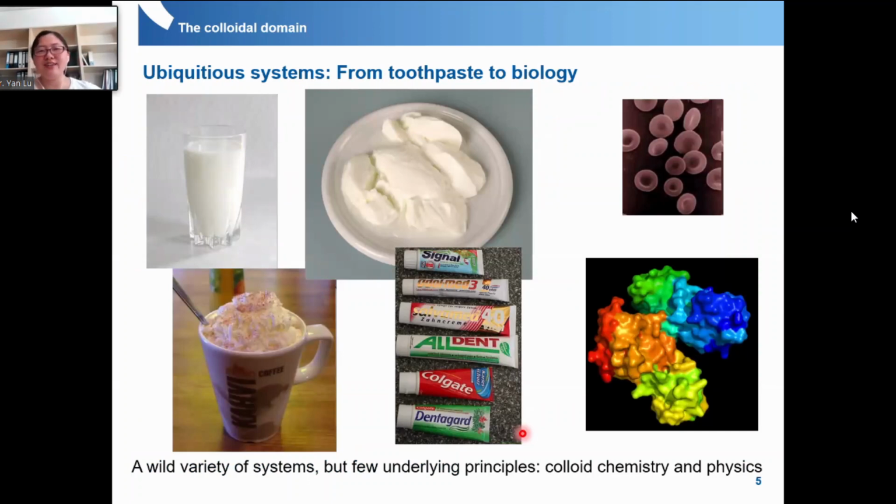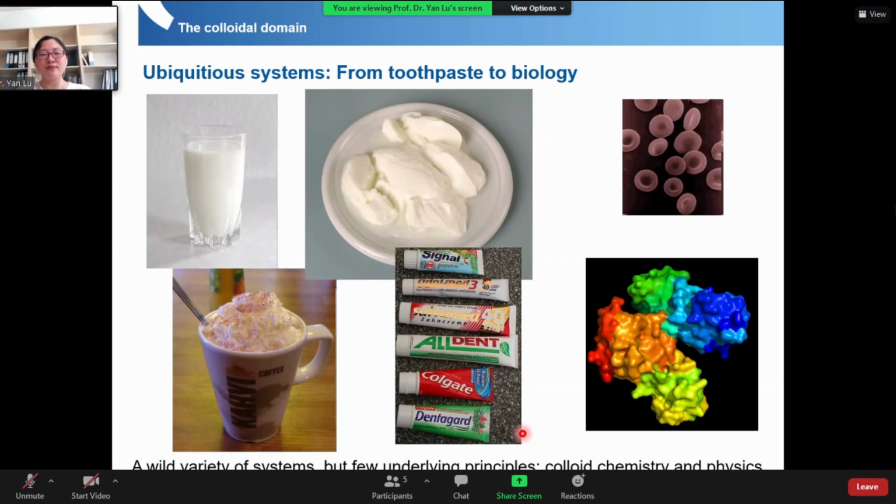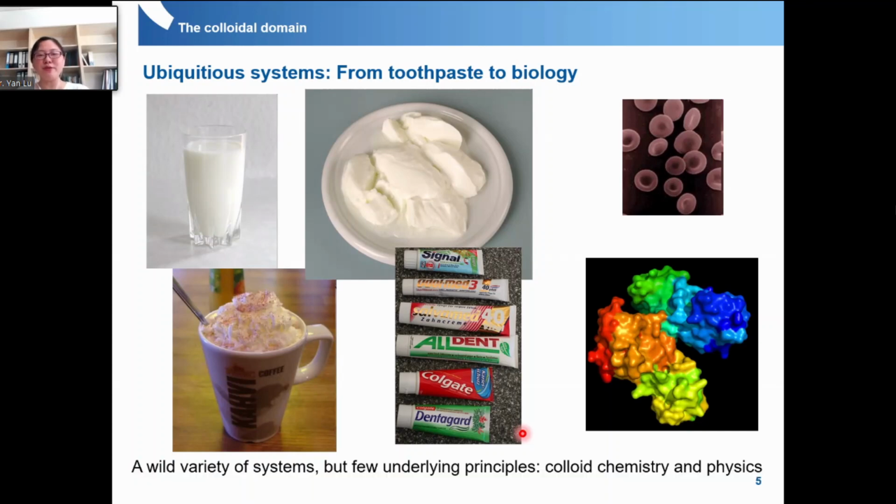And of course you can find this colloidal domain nearly everywhere in our daily life. From the simple, like milk, or the toothpaste we use every day when we brush our teeth, to even more complicated biological systems like blood cells or proteins. So they do have a very wide range of such colloidal domains. That's why it's such a versatile system, having an influence everywhere in our daily life.